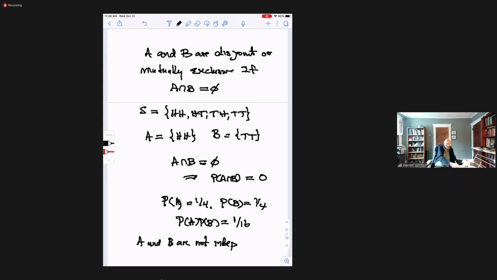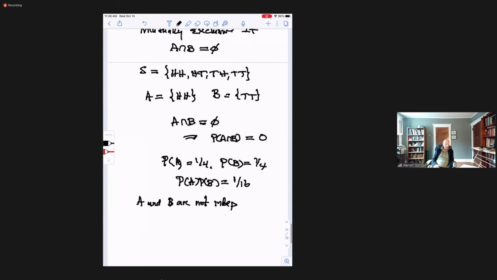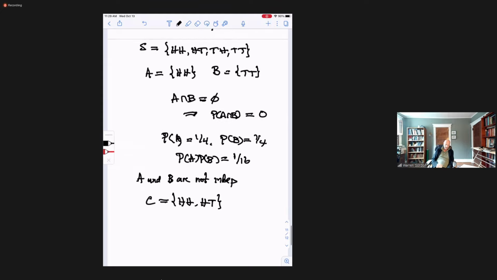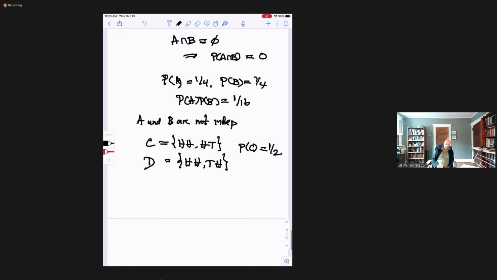Now let's look at another event. Suppose I define two more events. C is the event head-head or head-tail. And notice, by the way, P of C would be 2 out of 4, or 1/2. Same sample space. And suppose D is the event head-head, tail-head. Notice C intersection D is just two heads. P of D, by the way, is also 1/2. But P of C and D is 1/4.